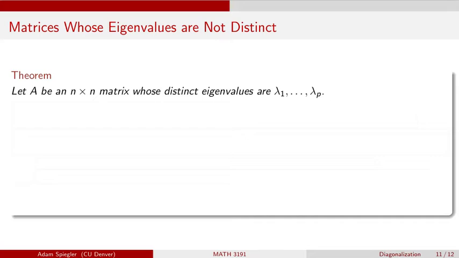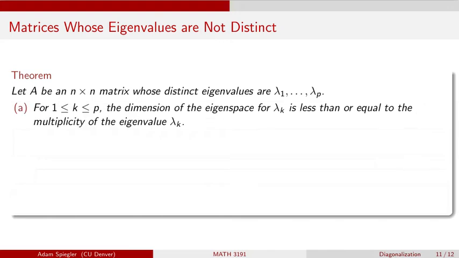So we've already seen a couple of examples where a matrix had a repeated eigenvalue and it was diagonalizable, and we saw an example where we had a repeated eigenvalue and it was not diagonalizable. So in this case, if we have an n by n matrix A and we have distinct eigenvalues, lambda 1, lambda 2, up to lambda p, where now p is less than n. So some of these eigenvalues have multiplicity which is bigger than 1. So when are these matrices going to be able to be diagonalized? Well, it's going to depend on how large each eigenspace is.